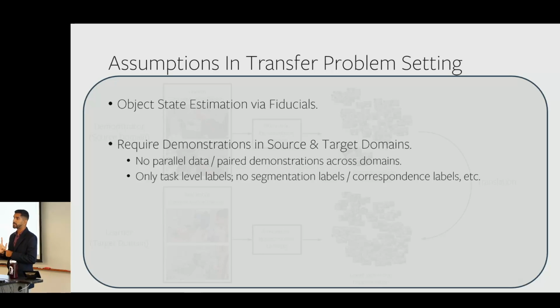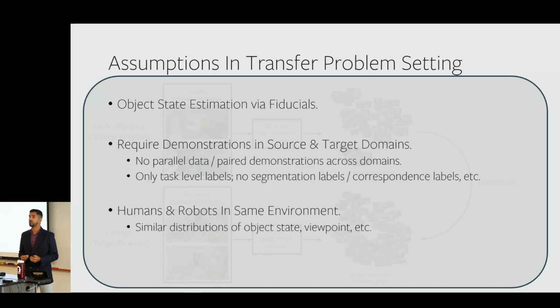So no temporal segmentation information of the trajectories, no number of interactions that we're trying to model, no semantic segmentation information, and no dense correspondences between the two domains. And finally, we also assume that the humans and the robots are in the same environment. This sort of implies that there are similar distributions of object state and viewpoint and physics properties and so forth. And this is somewhat of a restrictive assumption, but it's a good starting point.